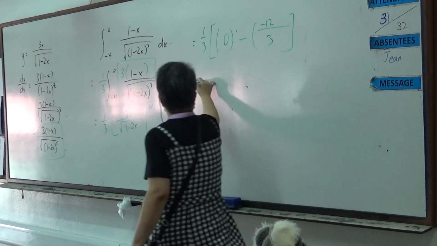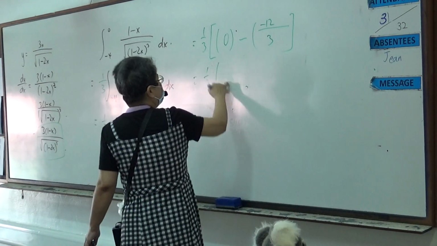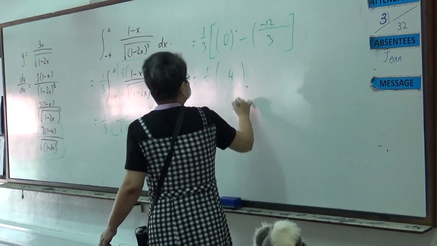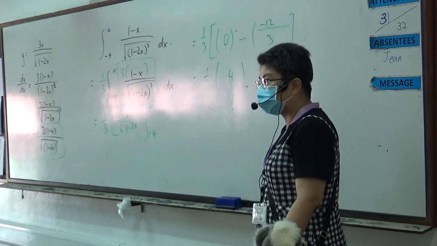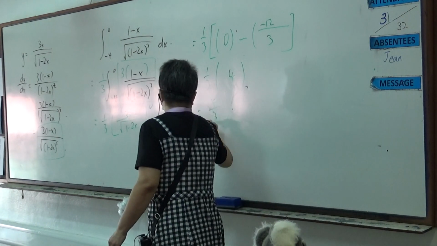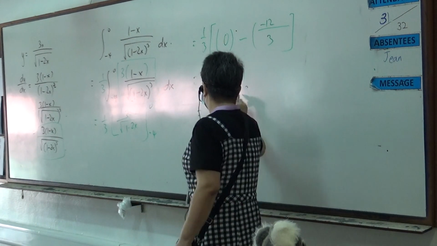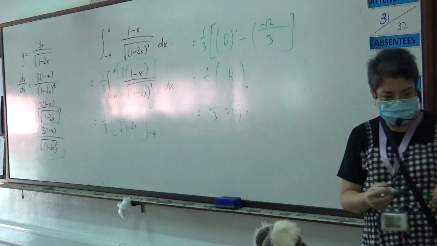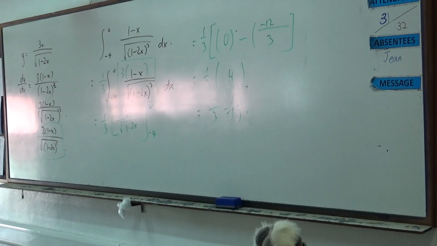Correct? So this will give me 1/3. This one is just a 4, right? 4. So the answer is 4 over 3, right? Or what? 1/3. Is everyone clear? Is everyone clear with what I'm talking about? Can or cannot? Can, huh?